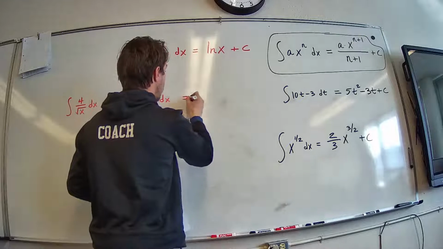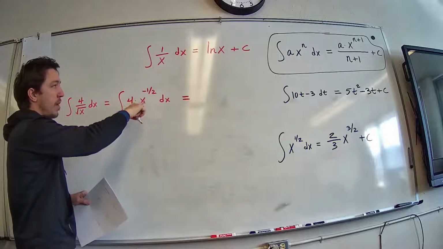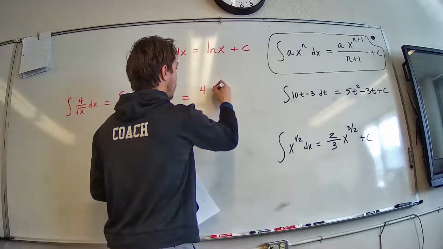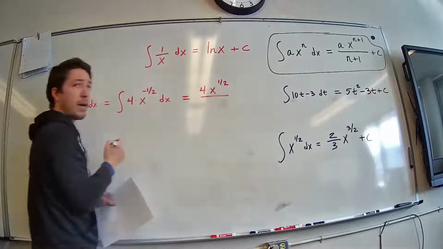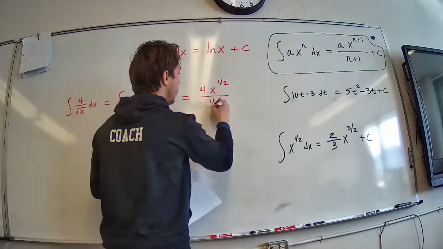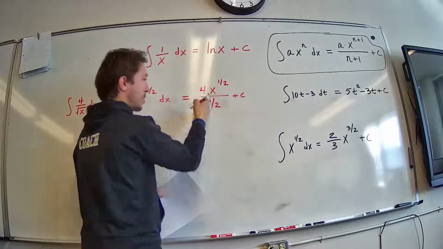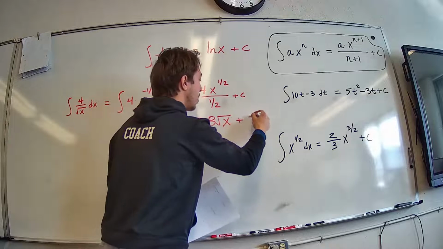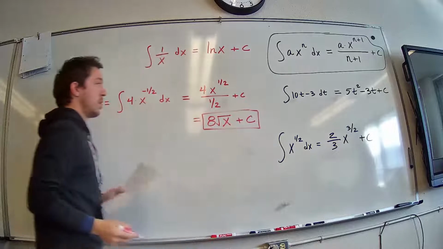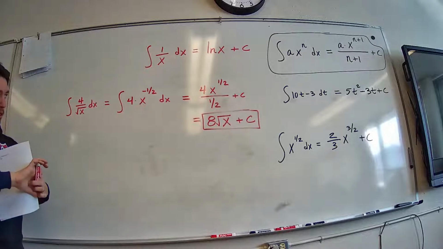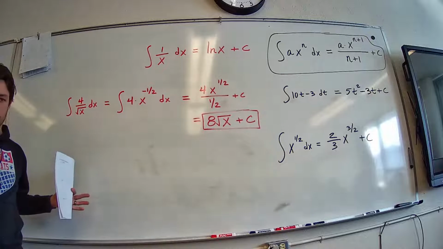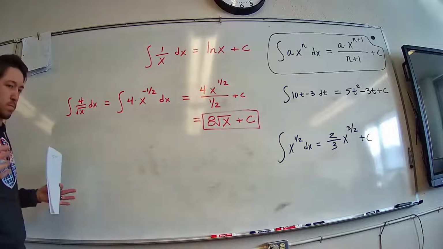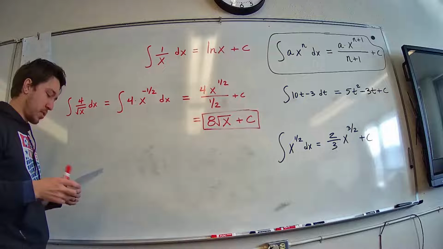Let's go straight across. We're going to be adding 1 to the exponent. So what's my new exponent? Positive 1/2. And what are we dividing by? Dividing by 1/2. So now it's disgusting, so I'm going to rewrite it as 8 root x. Any questions on that? No? Okay.